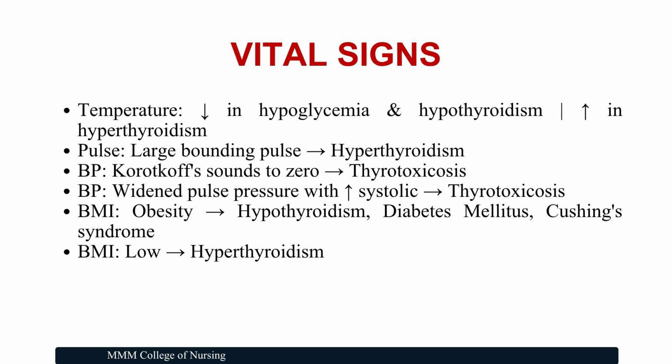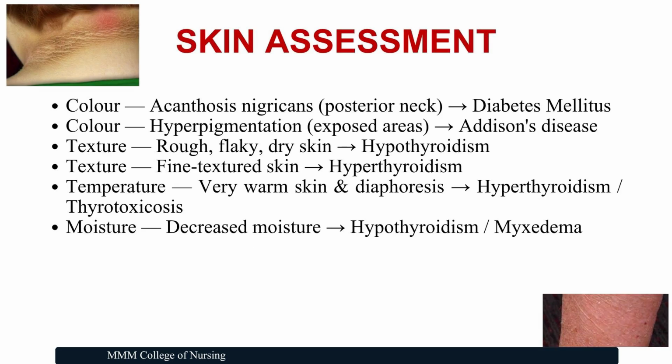BMI: mainly you can see obesity in Cushing syndrome and low BMI in hyperthyroidism. Next, skin. In the skin you can see acanthosis, which we have already seen, and generalized hyperpigmentation, mostly in sun-exposed areas, in Addison's disease. In Addison's, the pituitary overproduces ACTH trying to stimulate failing adrenal glands, and ACTH also stimulates melanocytes, which causes that widespread darkening. Rough, dry, flaky skin like sandpaper is seen in hypothyroidism. At the same time, fine, warm, smooth, sweaty skin is seen in hyperthyroidism.